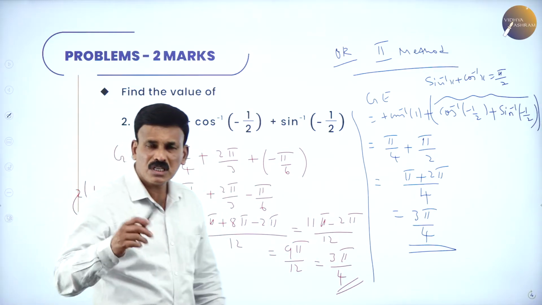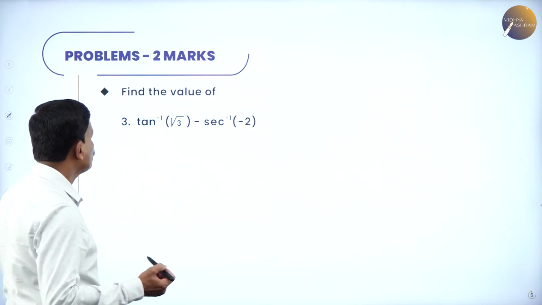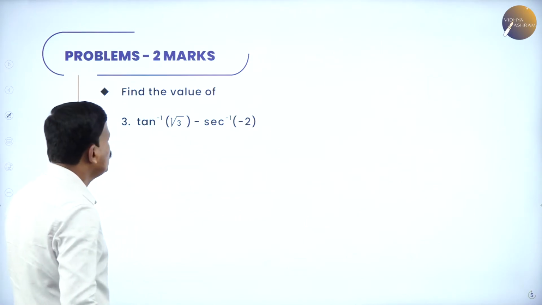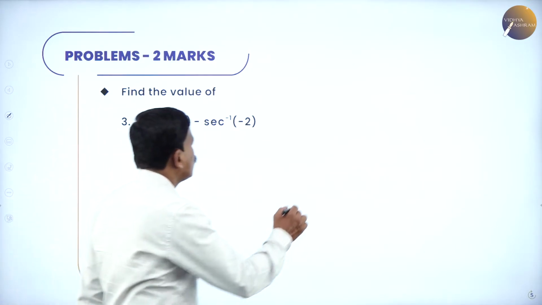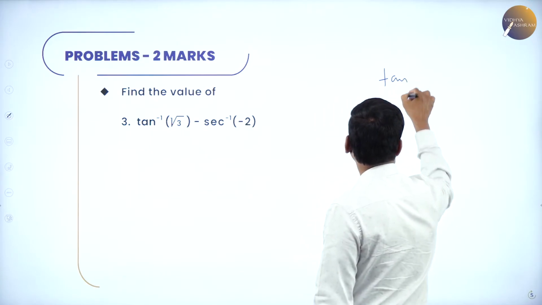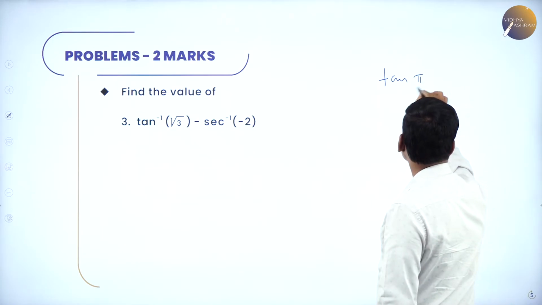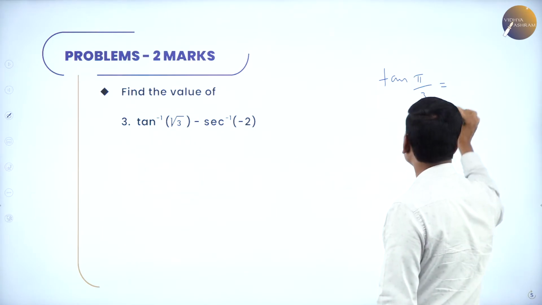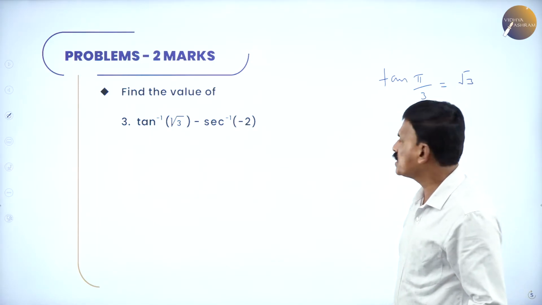Okay. Now come to the next problem. What is the problem? Same type. Find the value of tan inverse of root 3 minus secant inverse of minus 2. Now let me write the value of tan inverse root 3. Tan 60 degrees is nothing but root 3. Tan 60 is sin 60 by cos 60.